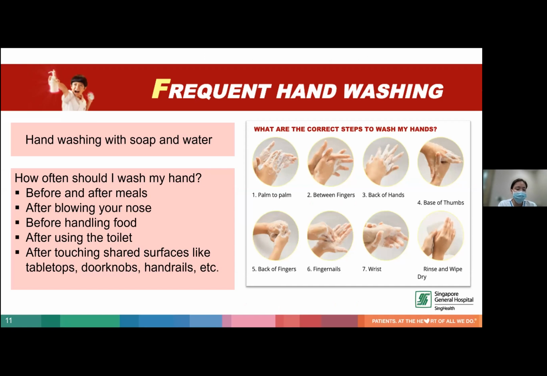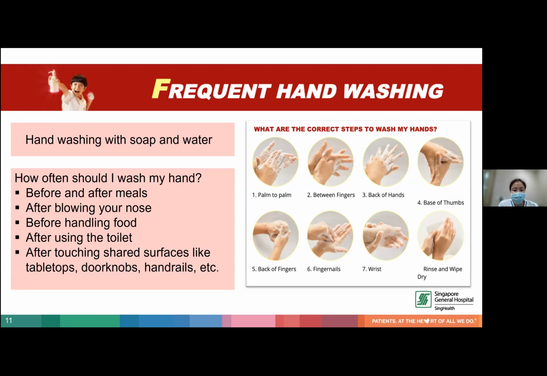Okay, so first is frequent hand washing. Frequent hand washing has been proven to prevent many diseases, and it's very important to wash your hands regularly and thoroughly. You can also use an alcohol-based sanitizer if there are no hand washing facilities, like when you cannot find a public toilet readily, to use soap and water.